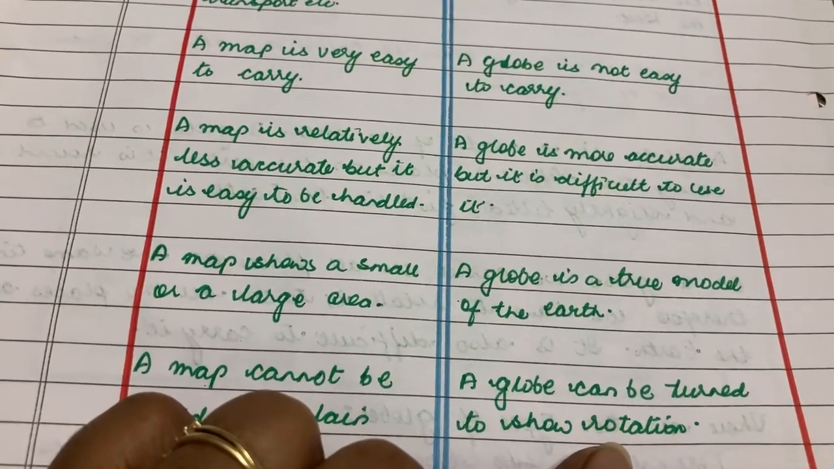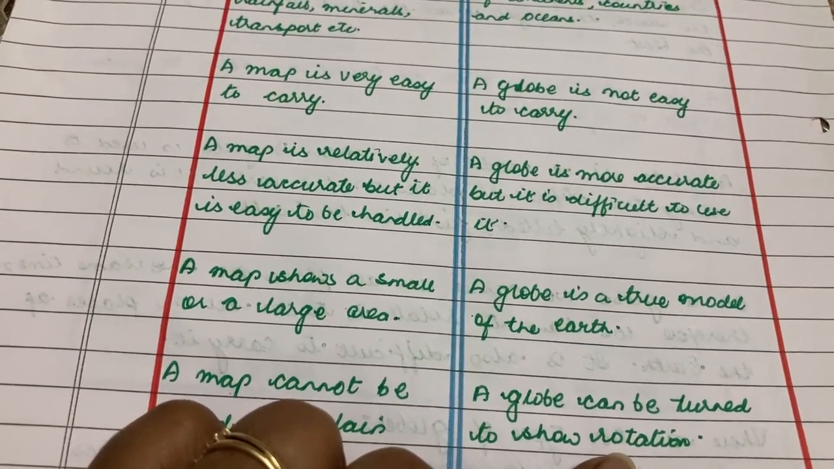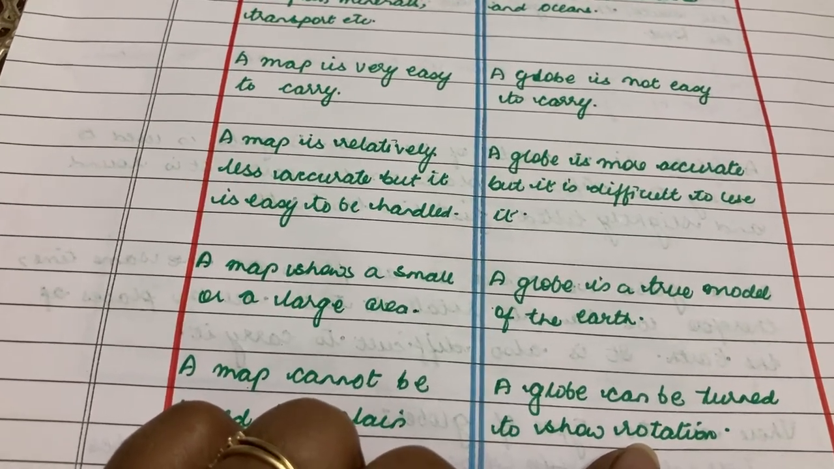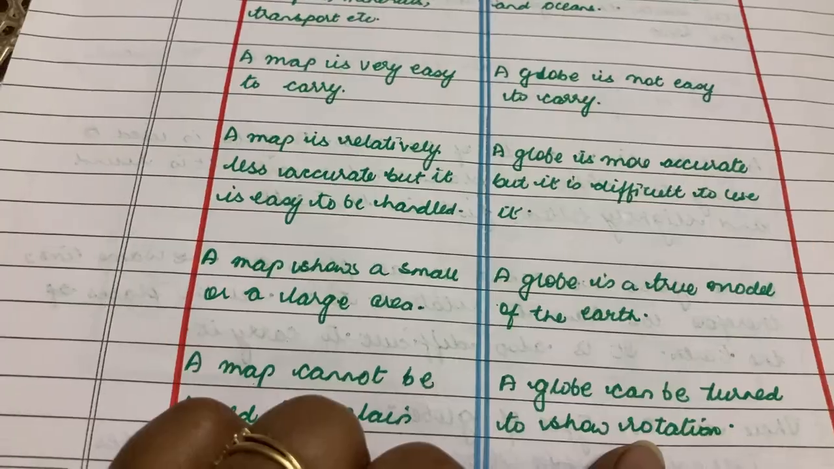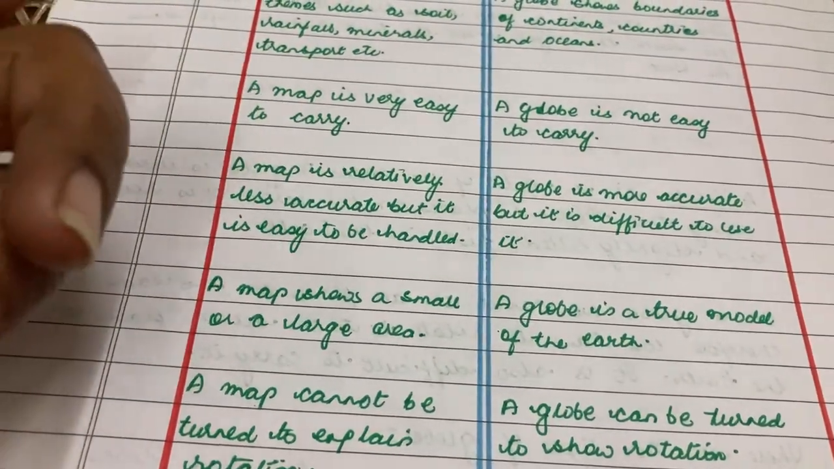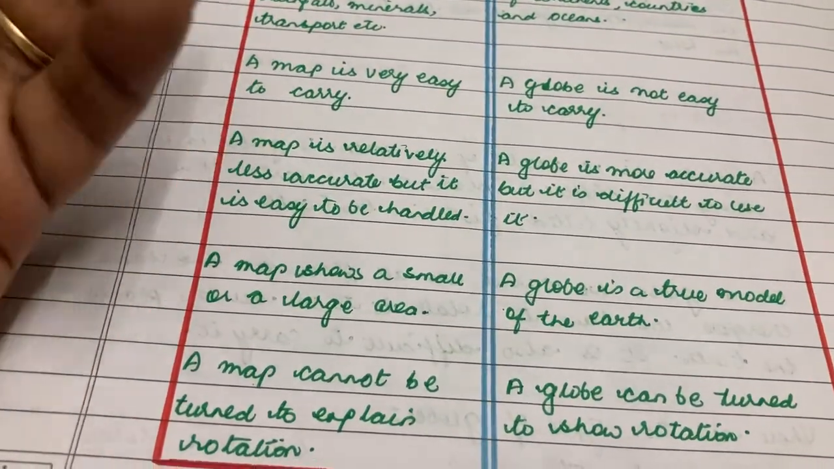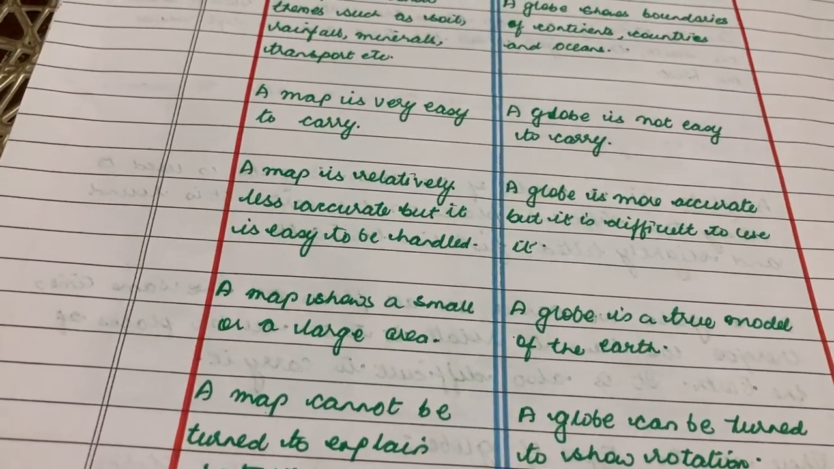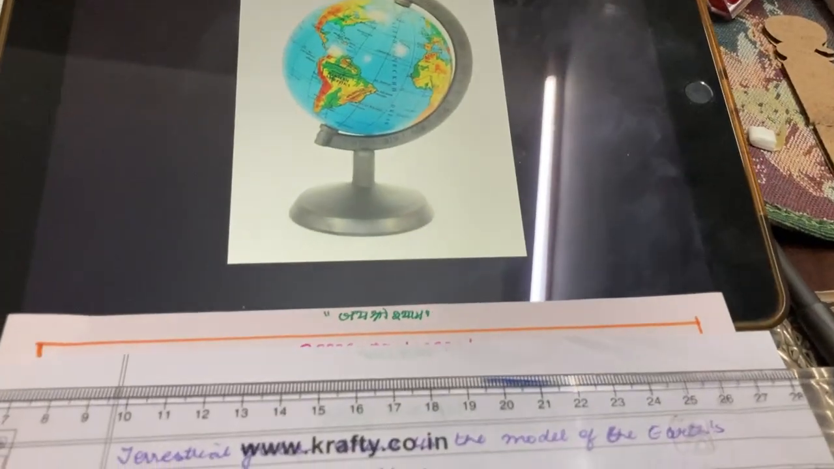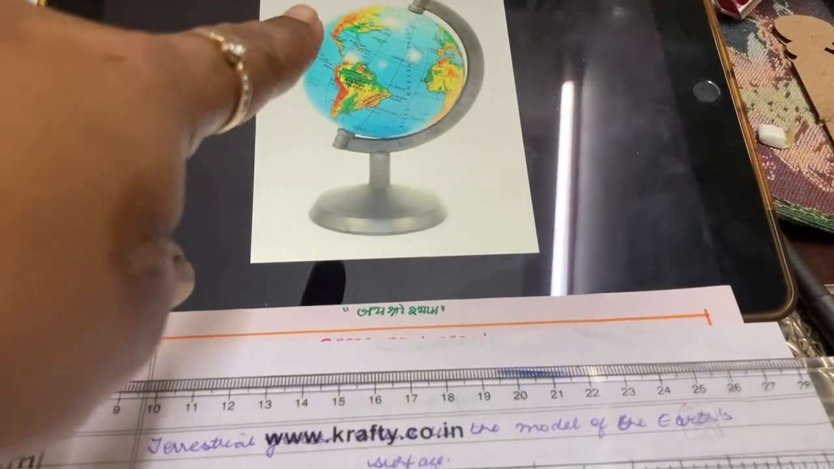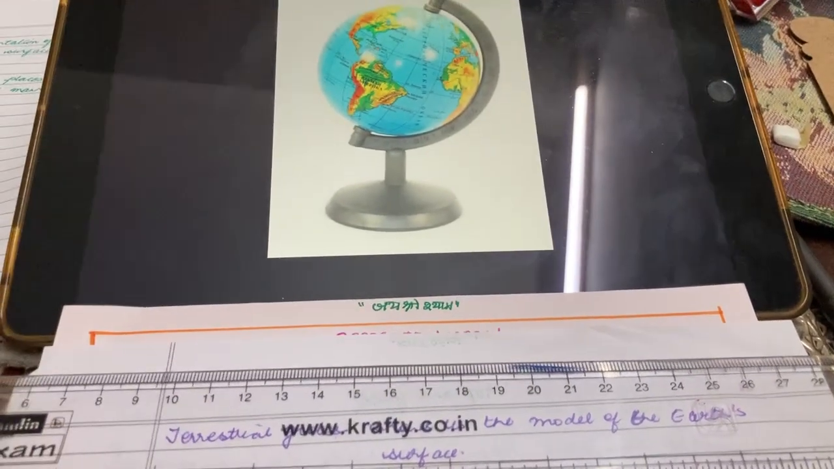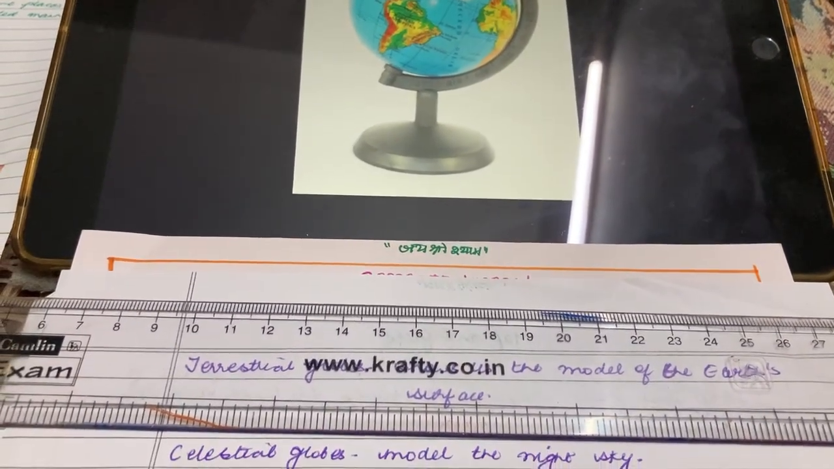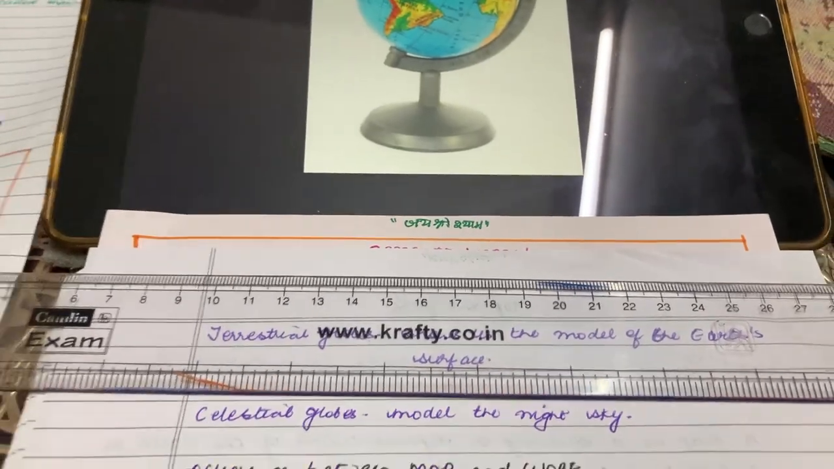The rotation here means, we know that the earth moves on its own axis, and when the earth is moving on its own axis, there are two things that happen. One is rotation, one is revolution. So rotation causes day and night. These things are relatively easy to explain when we use a globe, but the same thing cannot be explained with the help of a map.